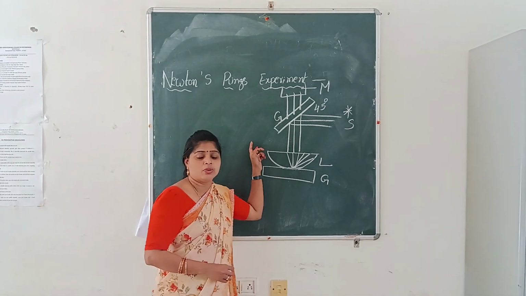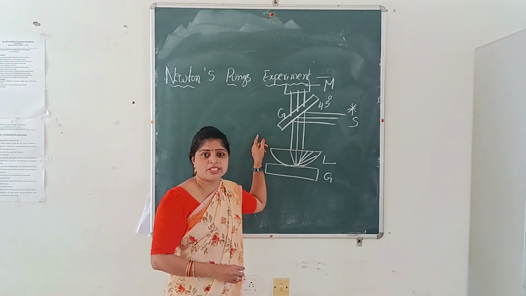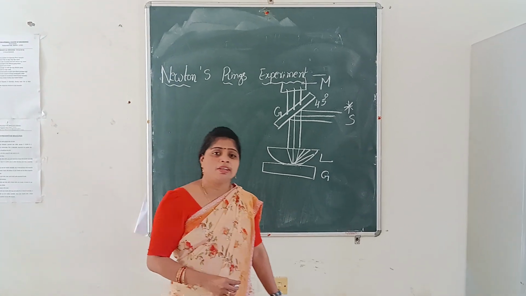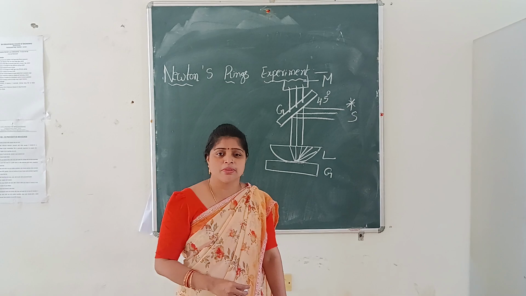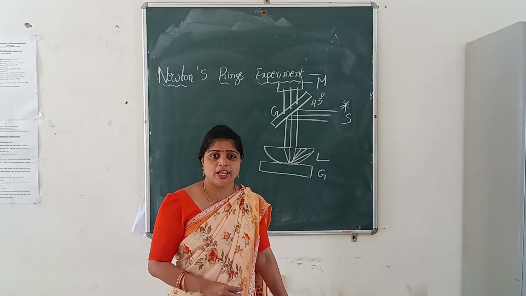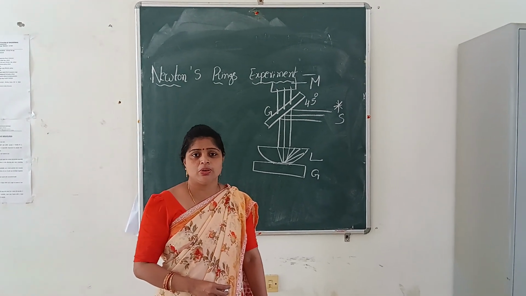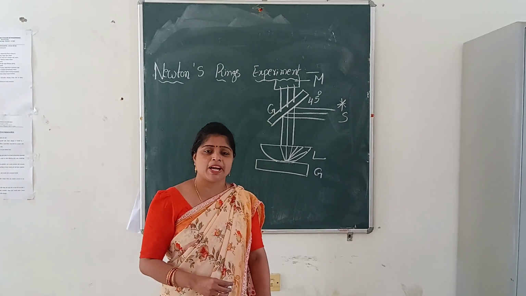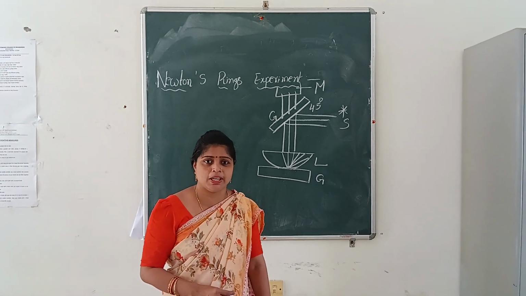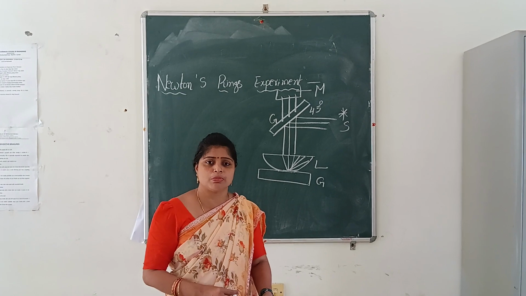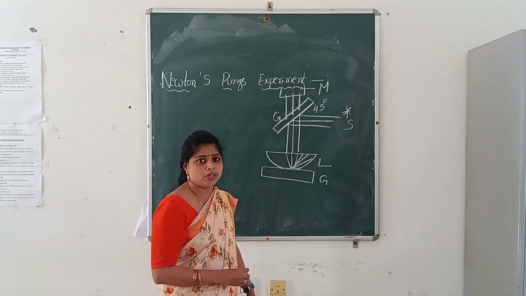Today I would like to start with Newton's rings experiment. Newton's rings experiment is the best example for evidence of the interference pattern. In Newton's rings experiment, bright and dark fringe patterns can be obtained by using the principle of superposition of waves.